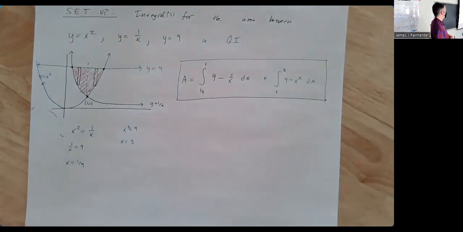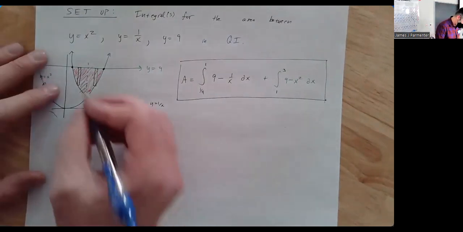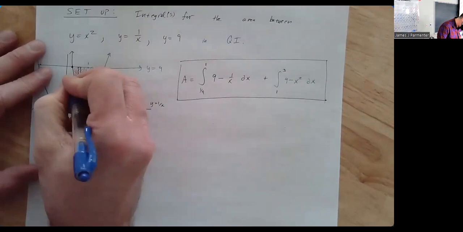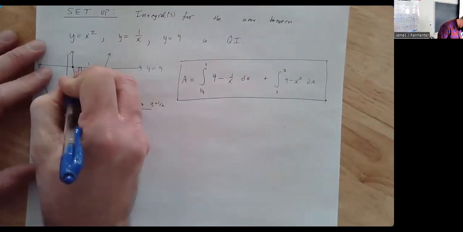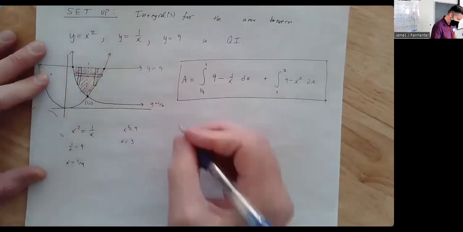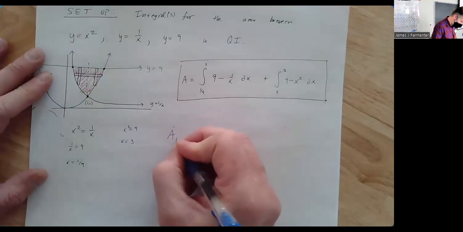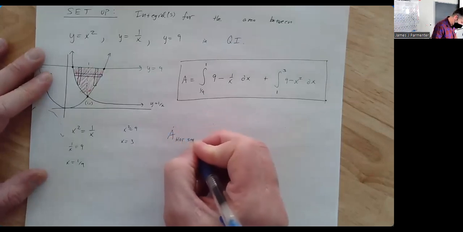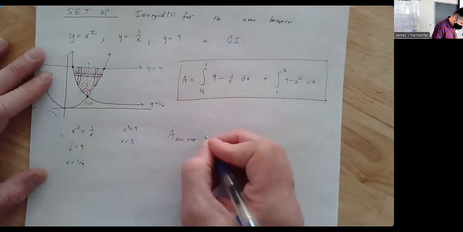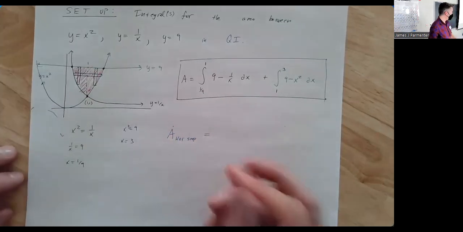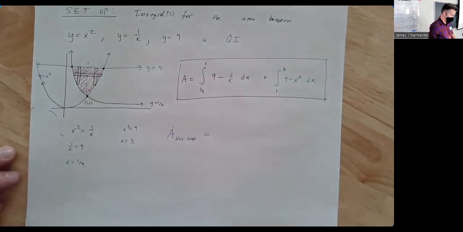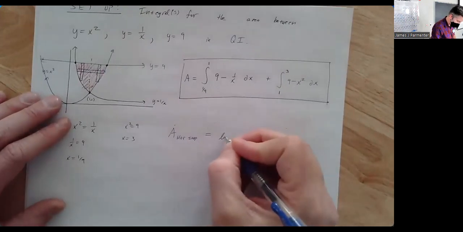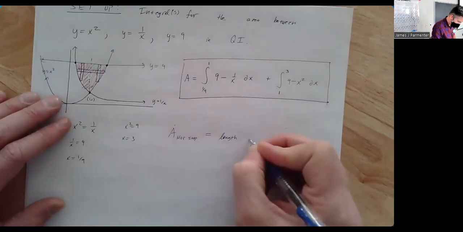However, we could also do it more simply with just one integral if we use a horizontal cross-section instead of a vertical cross-section. So if we use horizontal cross-sections, the same idea works. The area of our horizontal strip, well, it's going to be length times width is what I'm thinking of. So, right, length times width.